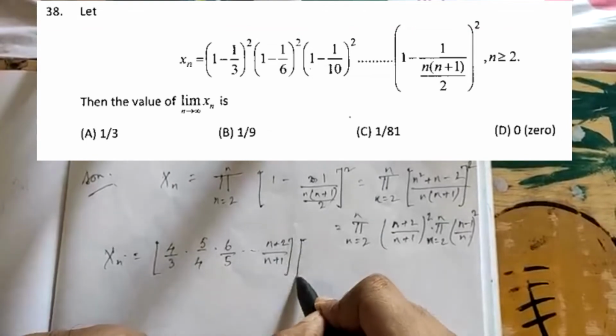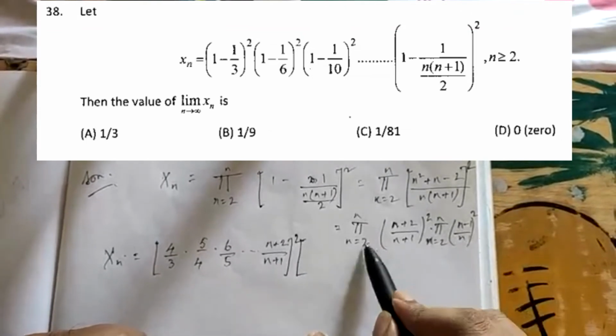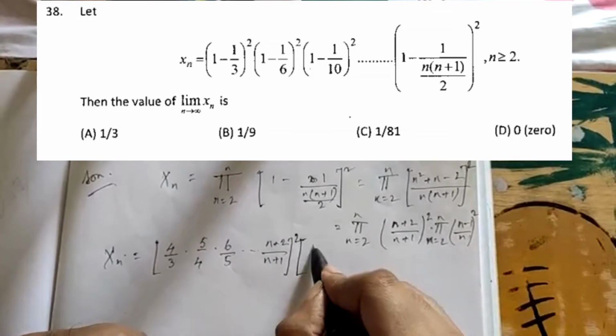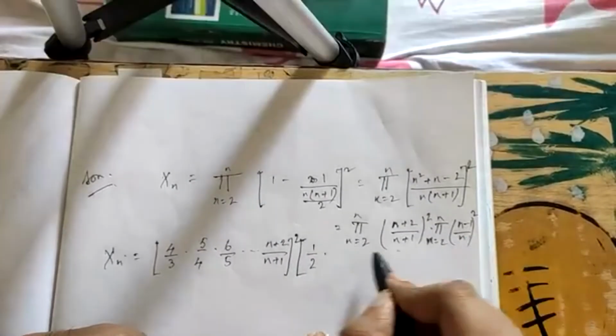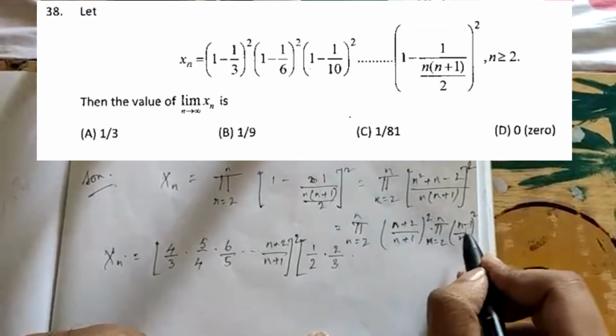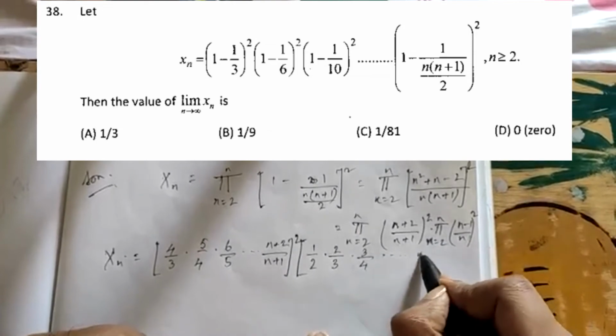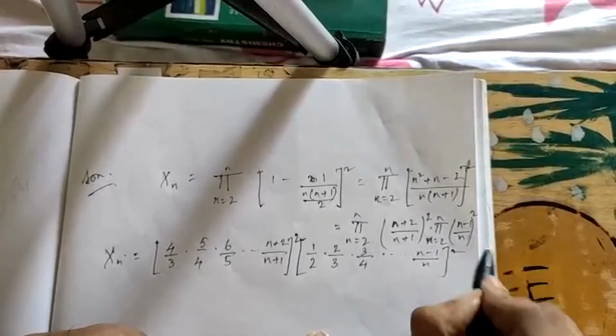And for the second one, there will be one square here. And for the second one, n minus 1. If I do 2, then 2 minus 1 will be 1 by 2. If I take 3, then 3 minus 1 will be 2 by 3. If I take 4, then it will be 4 minus 1, that means 3 by 4, and it will go on up till n minus 1 by n squared.